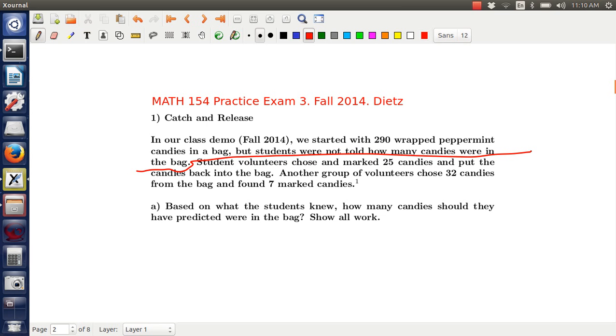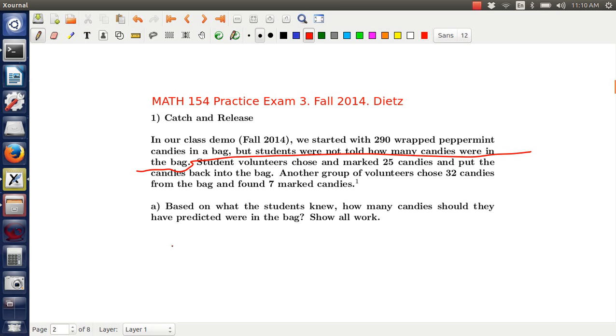Student volunteers chose and marked 25 candies and put the candies back into the bag. Another group of volunteers chose 32 candies from the bag and found 7 marked candies. Based on what the students knew, how many candies should they have predicted were in the bag? So for example, if you say 290, that's definitely wrong. Okay? So you don't know, pretend like you don't know how many.